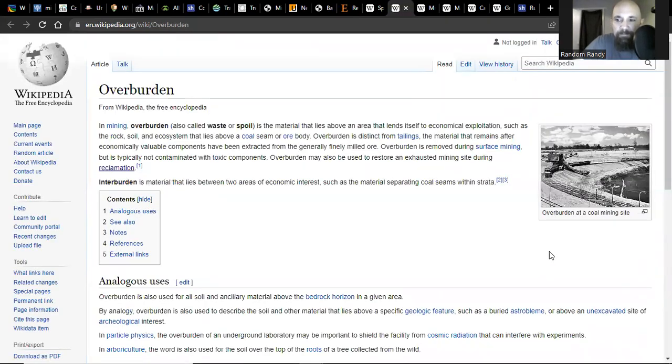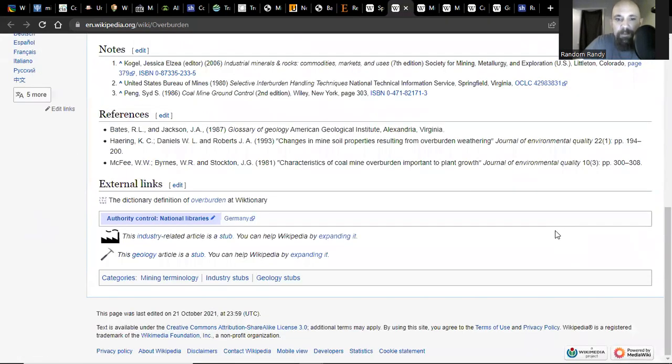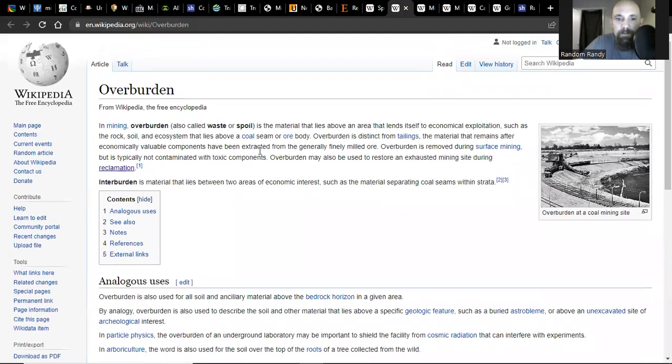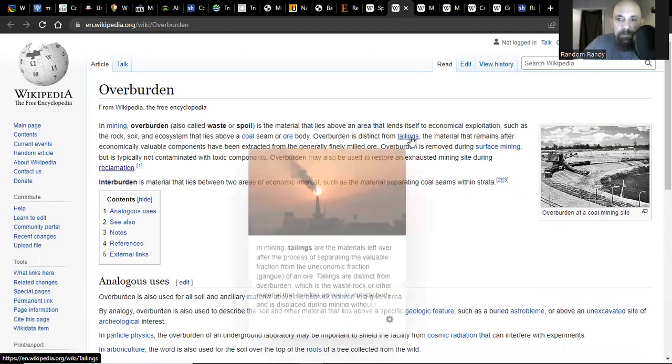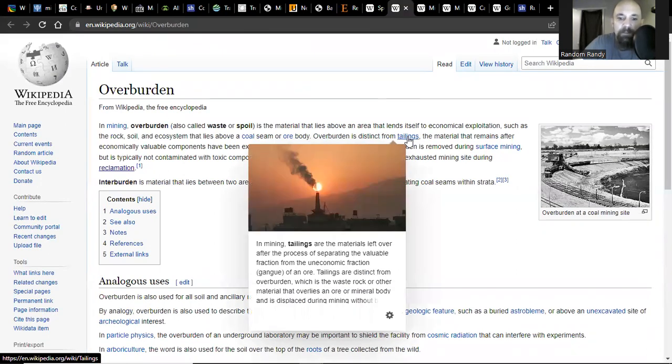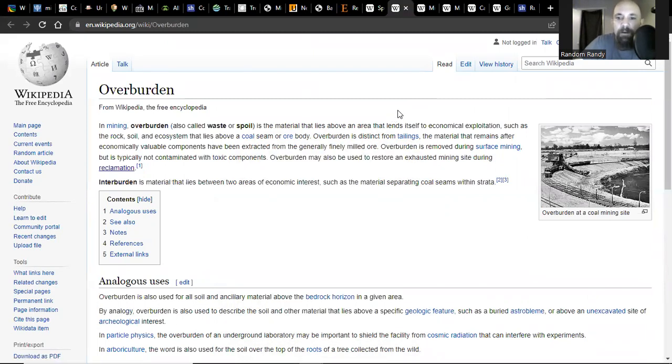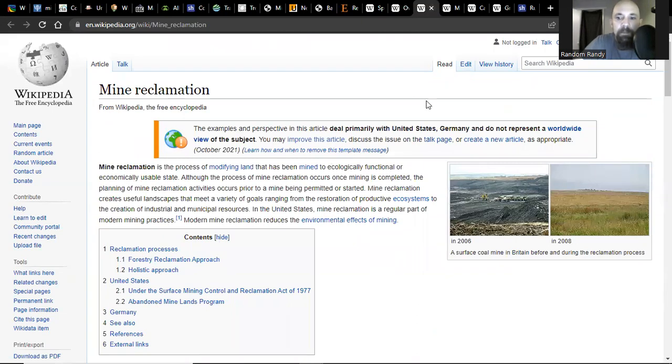Overburden is another. And that's just like I was showing earlier, the dirt that lies on top of coal mines. Okay. And it's distinct from tailings. Tailings is after the separation, the chemical separation. Overburden is just the dirt that was laying on top. Okay. And it's typically not contaminated with toxic components. Now, mine reclamation, very, very interesting stuff.